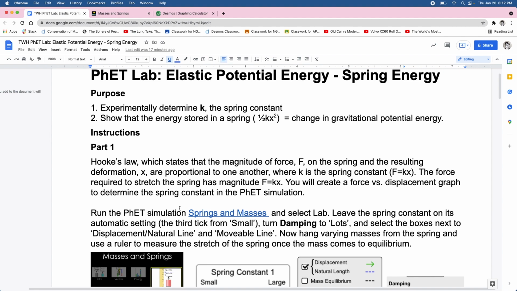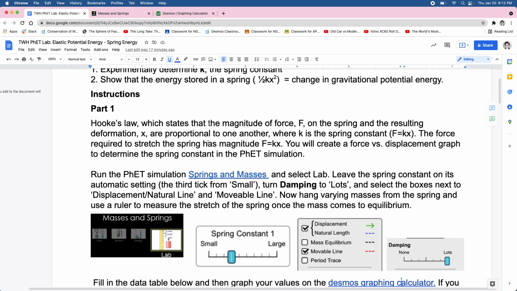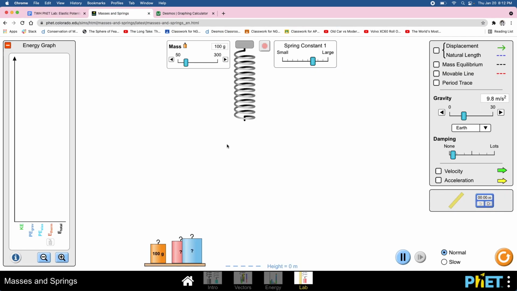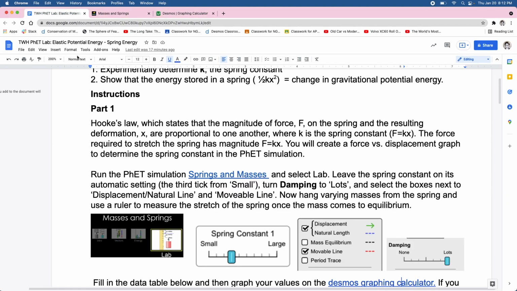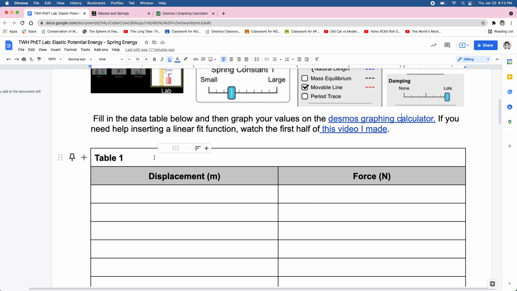Next, we are going to leave the spring constant on, turn damping to lots, and select the following boxes: displacement, natural length, and movable line. I realized later on that the movable line isn't that handy, honestly. But what we're going to be doing is collecting information for this data table, where you are going to vary the force acting on the spring and measure the displacement.